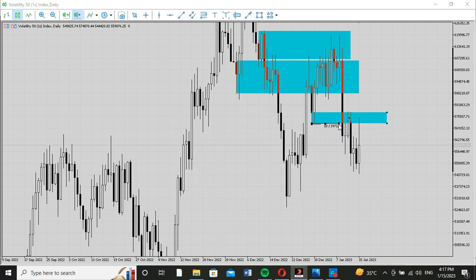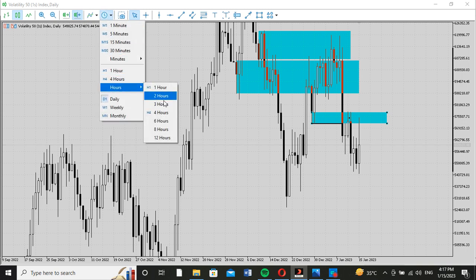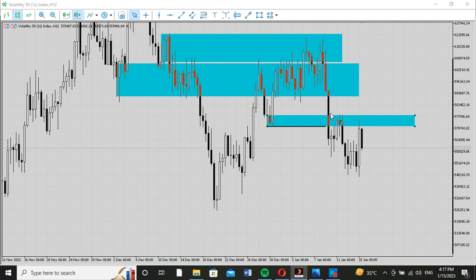So breaker structure occurred here. We're having a breaker block or mitigation block. So on the 12-hour time frame, this is where we had it, right?